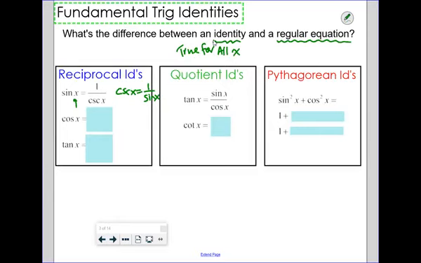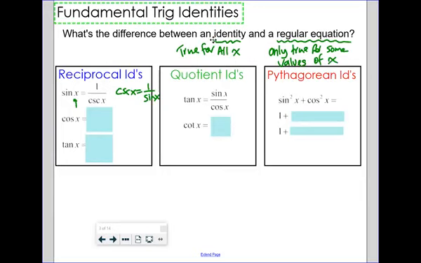A regular equation is only true for some values of x, and you can solve it and find those values of x. Only true for some values of x. You can't solve an identity. You'd end up with something that says, well, 1 always equals 1, or something like that.